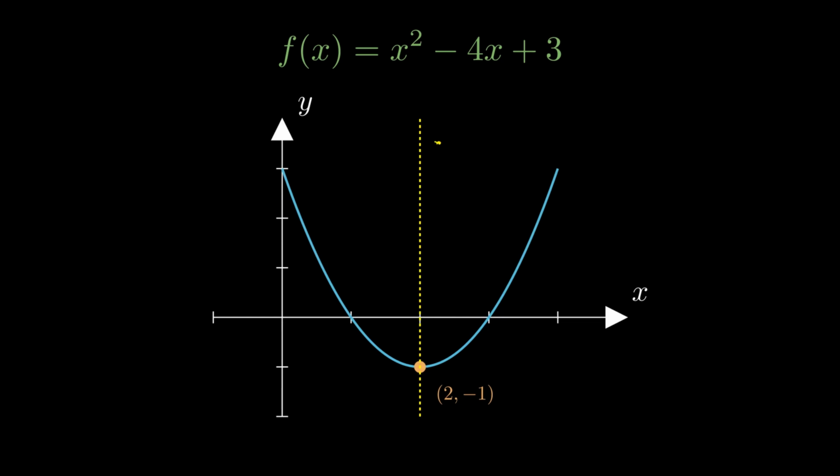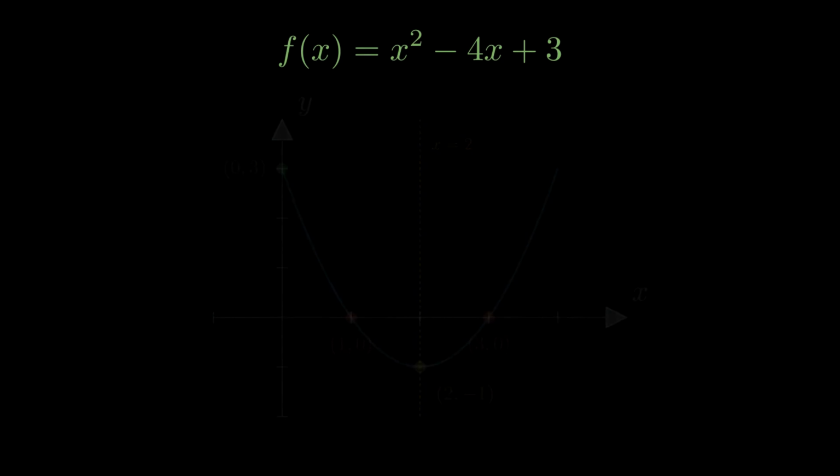Now, let's find the y-intercept. The y-intercept is where the graph crosses the y-axis, which occurs when x equals 0. Substituting x equals 0 into our function, we get f of 0 equals 0 squared minus 4 times 0 plus 3, which equals 3. So our y-intercept is at the point (0, 3).